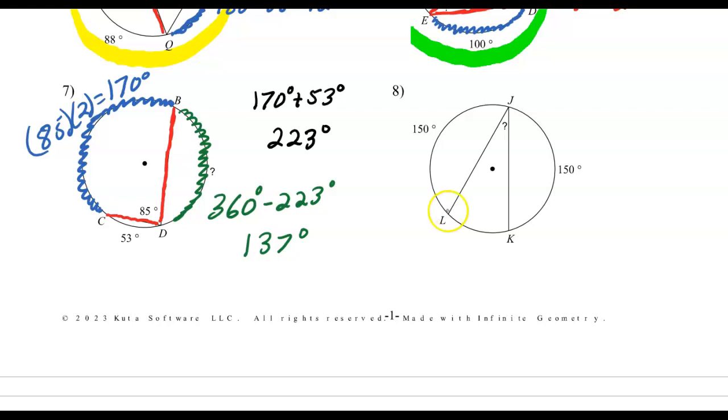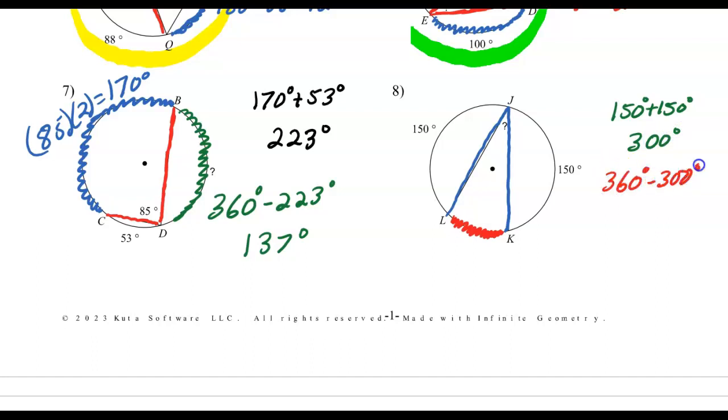In problem number 8, I want to find this angle that I just outlined in blue. First, I need to find this red arc. In order to find the red arc, I'm going to add 150 and 150. That's 300 degrees. So the red arc is 360 minus 300, or 60 degrees. Once I find that, the inscribed angle is half of 60, which is 30 degrees.